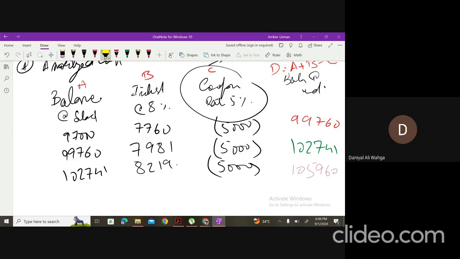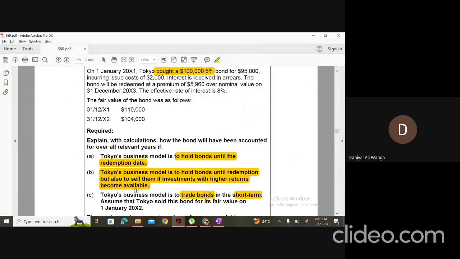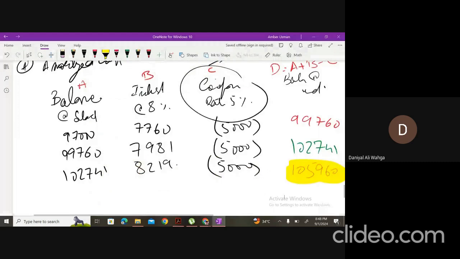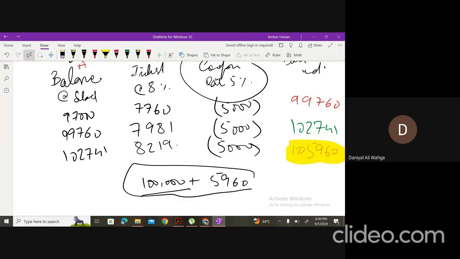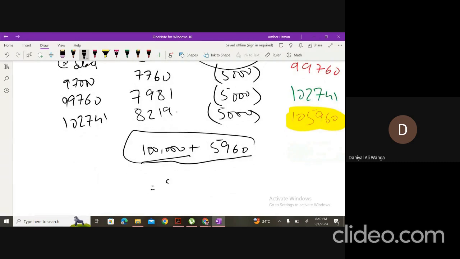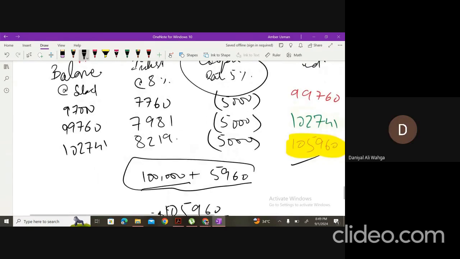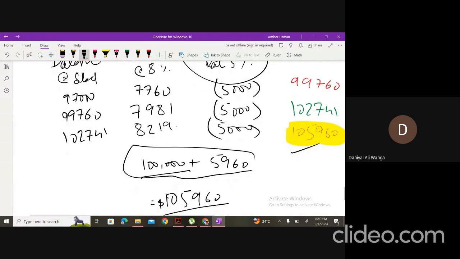Where have you seen this amount before? This is the value at which the bond will be redeemed, because the question says at the redemption date on 31st December 2003, you will get your par value plus $5,960 back. So you will be getting 105,960. We have already arrived at this, so this is our asset at the moment.